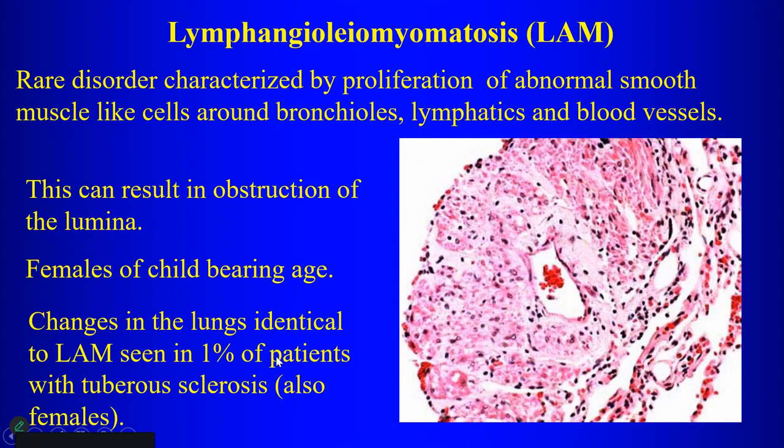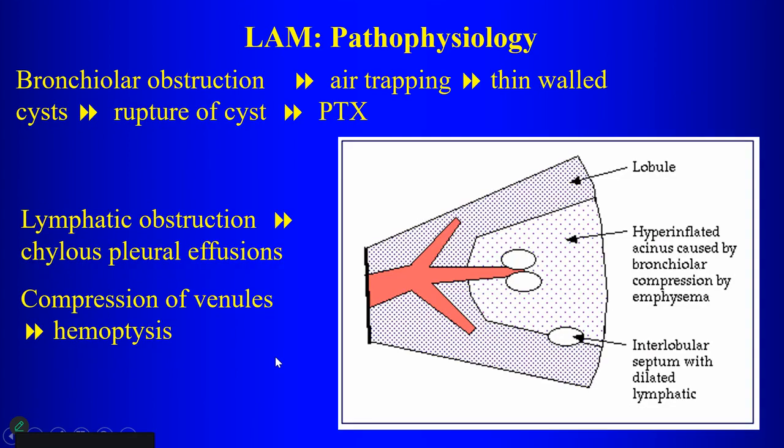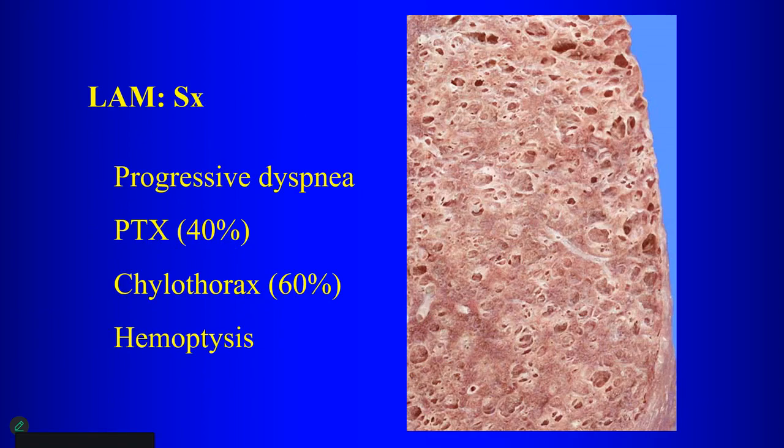This can also occur in a small percentage of patients with tuberous sclerosis. So also these patients can develop obstruction of the lymphatics, and that's why they can develop chylous pleural effusions. They're also at risk for developing pneumothorax. So this is another one of the cystic lung diseases. This affects only females. So this will give increased lung volume, sometimes pleural effusions from chylothorax.